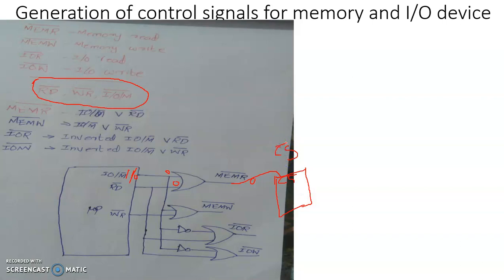This is shown as CS bar indicating that this is an active low line. When a low signal is given to it, then only this will be activated.